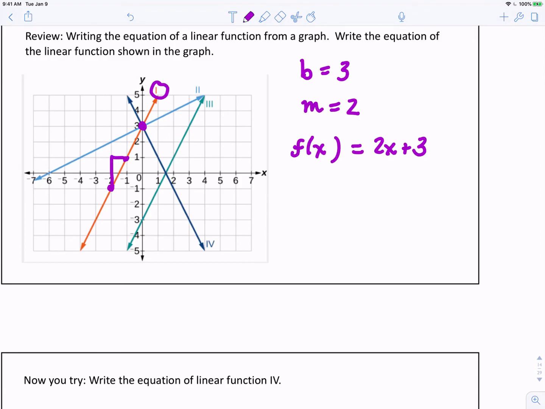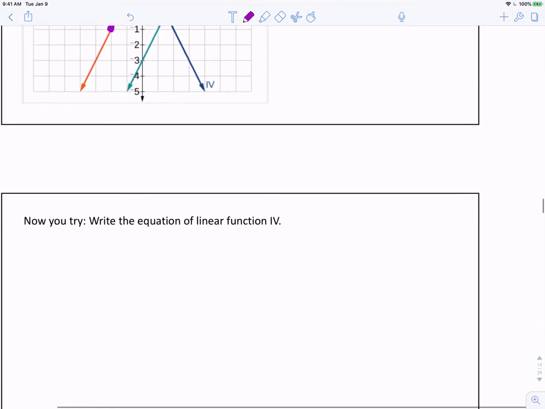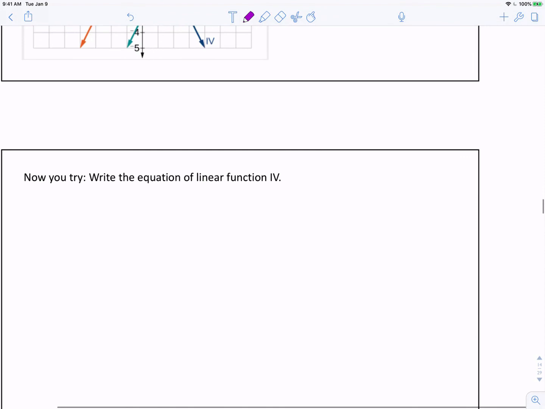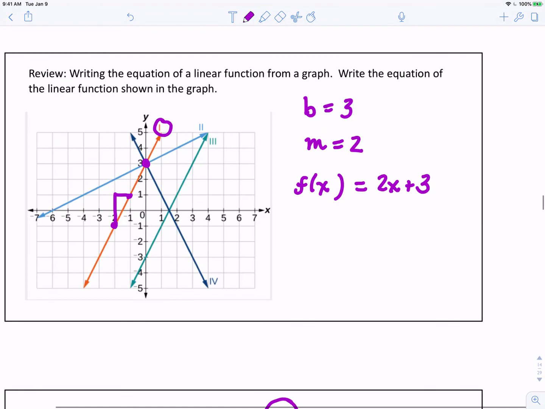So now what I'd like is for you to try one. See if you can try to write the equation of function 4. Let me just show you that one. It's this line right here. So here's the y-intercept. Find 2 points on the line to find the slope. It should be pretty easy to find some friendly points on that line. And don't forget that the slope should be negative because the line is going downhill.